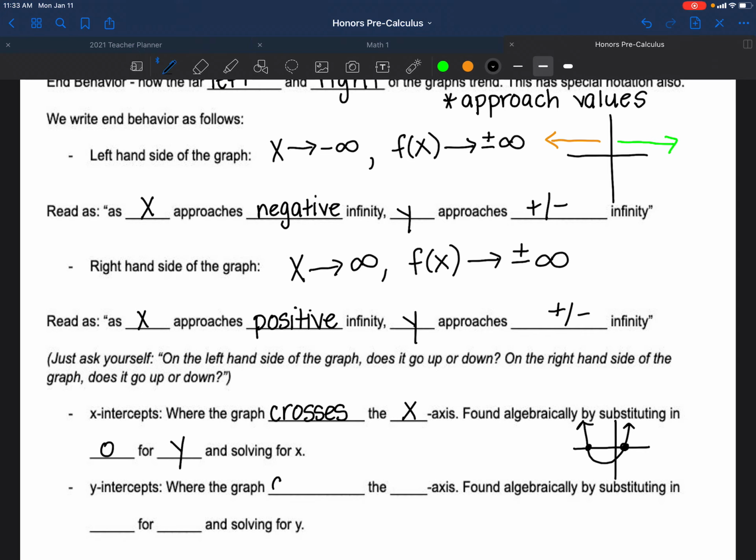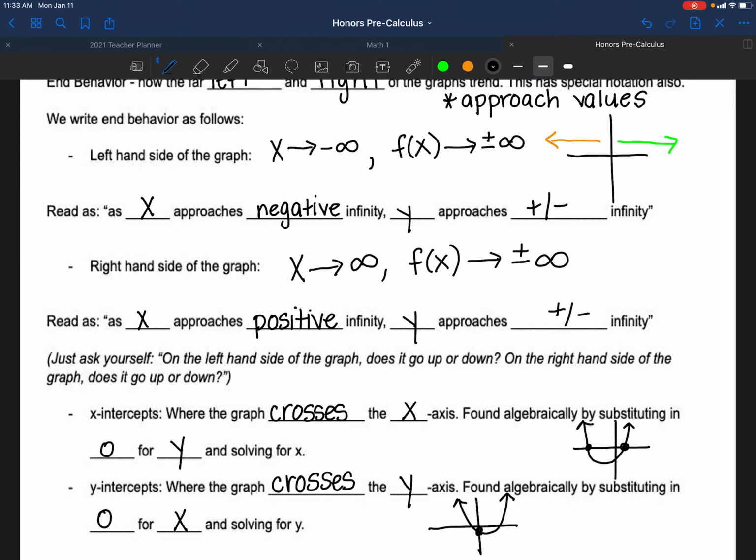So my y-intercept is when the graph crosses the y-axis, and it can be found algebraically by substituting 0 in for x. Same thing applies here. My y-intercept is going to be the point where x is equal to 0.